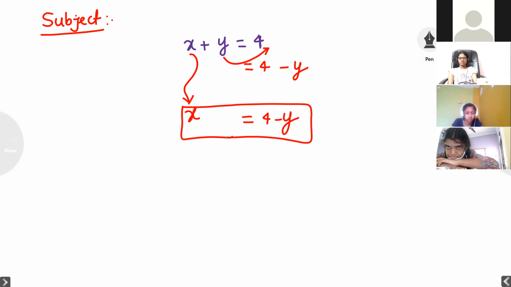If I want to make any variable as a subject, in the question they will mention make x as a subject. If I want to make x as a subject, it means that variable we want to keep on one side, and the remaining will transfer to the other side. Second example, concentrate.